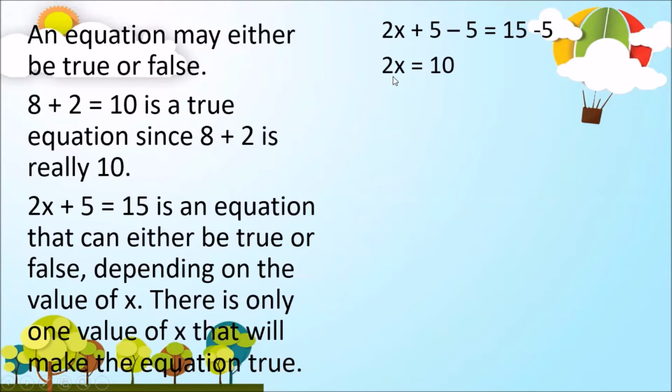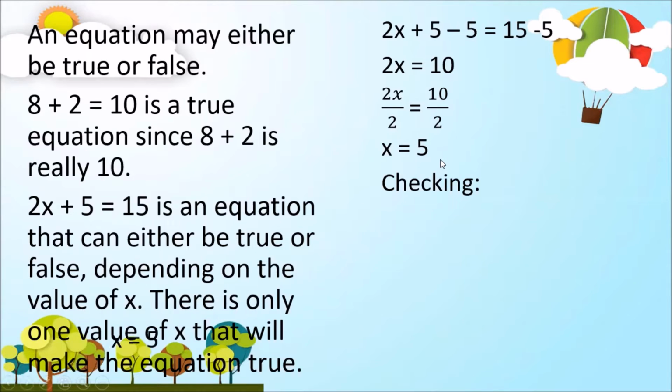So if we use division, we divide both sides by the numerical coefficient of 2x, and the numerical coefficient is 2, so our divisor is 2. So 2x divided by 2, or 2x over 2, equals 10 over 2, or 10 divided by 2. Simplify, so x is equal to 5.